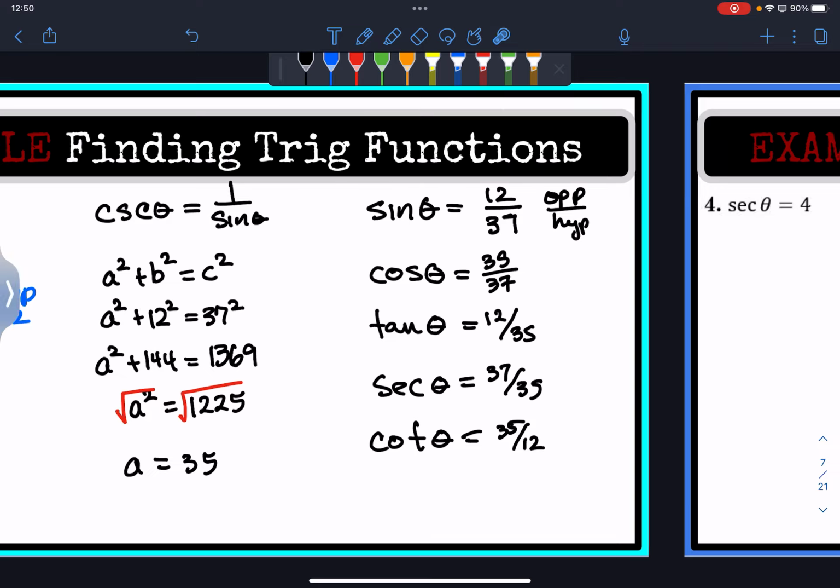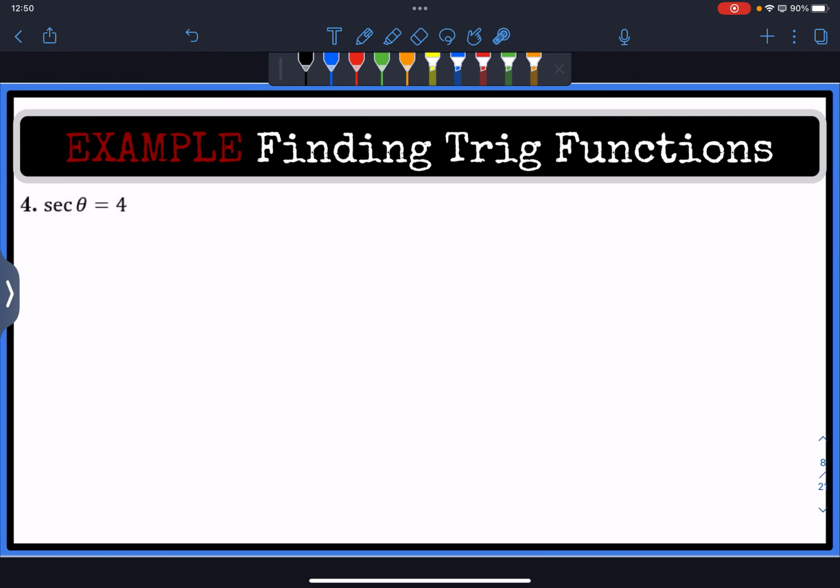Let's see, let's do another example like that. Okay, here we're given that the secant of theta is 4. And well, secant is 1 over cosine of theta. So that means that the cosine of theta is simply going to be the reciprocal of this number. Well, this is a whole number 4, which is 4 over 1. And the reciprocal of 4 would be 1 over 4.